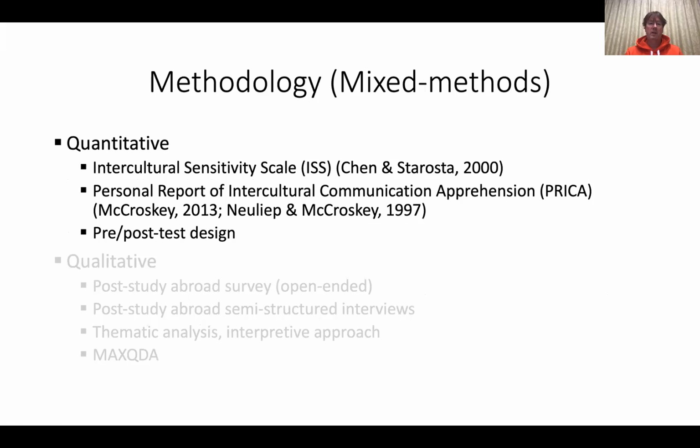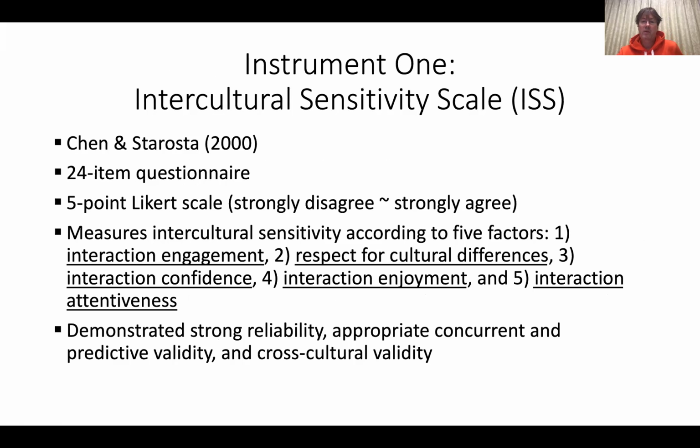So in terms of the methodology, first we're going to look at the quantitative instruments that were used here. There were 2 of them, and they were conducted using a pre and a post test design. Let's look at each of these a little bit more. The Intercultural Sensitivity Scale, or the ISS, which we'll call it from now, is a 24-item questionnaire on a 5-point Likert scale, which measures these 5 factors down here. And each of the names of these factors is pretty much self-explanatory.